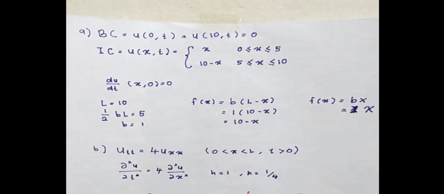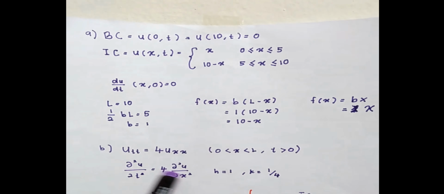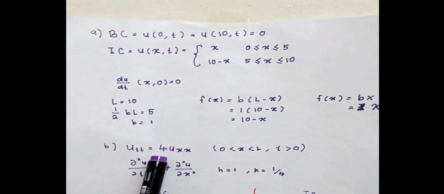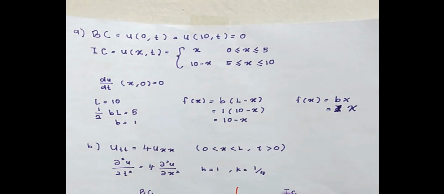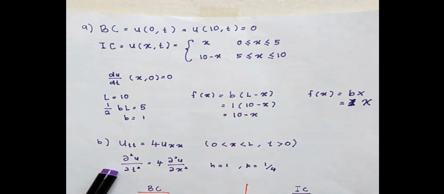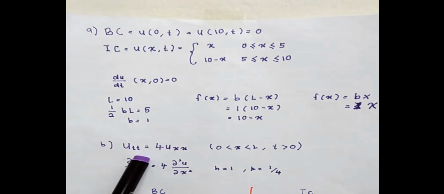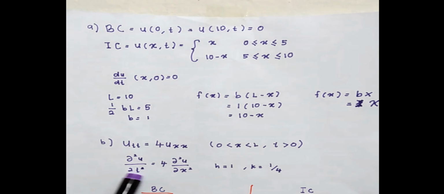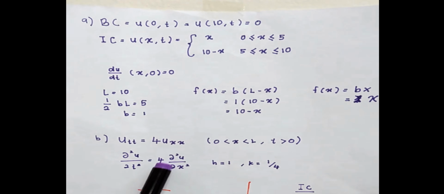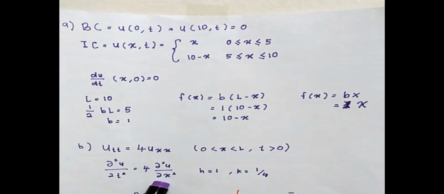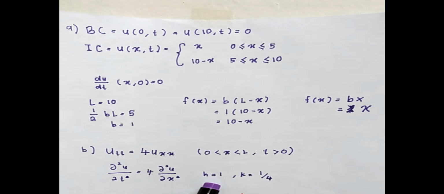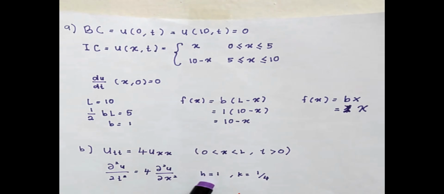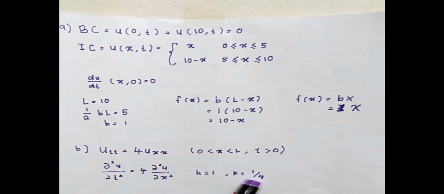Okay, for solution B, we know that u_tt equals 4 u_xx, which is the wave equation. The wave equation is the second partial derivative of u with respect to t equals 4 times the second partial derivative of u with respect to x. h is given in the equation, which is equal to 1, and k equals 1 over 4.